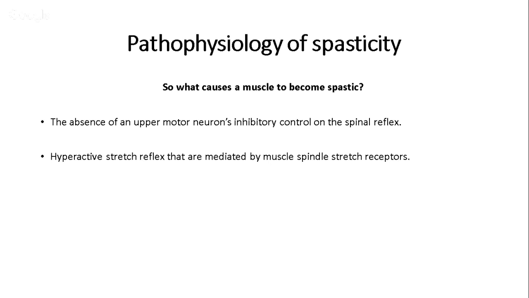So 3 things to remember about spasticity: Number 1 is the absence of the upper motor neuron inhibitory control on the spinal reflex. Number 2 is because there is a hyperactive stretch reflex. They're mediated by the spindle stretch receptors. And another one is this very low threshold of the alpha motor neurons, because the inhibition has been taken out.